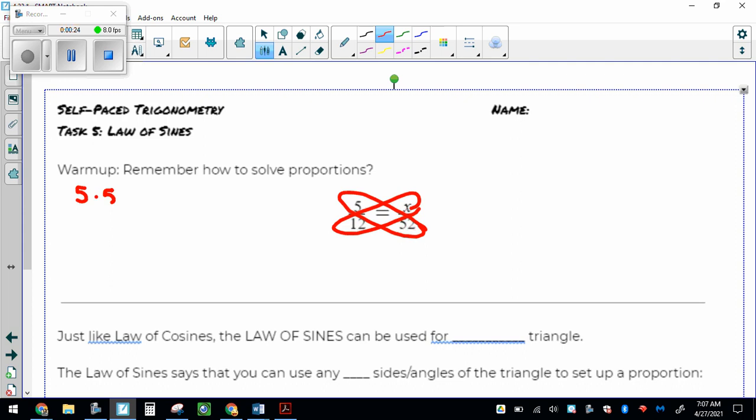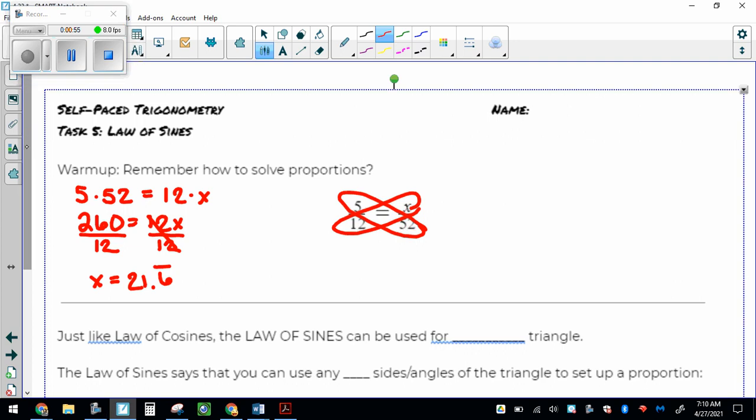5 times 52 is equal to 12 times x, because that's what proportions do. I've got my calculator off to the side here. 5 times 52 made 260 equals 12x. To get rid of the 12, I divide. So these cancel, and 260 divided by 12 turns out to be 21.6 repeating.